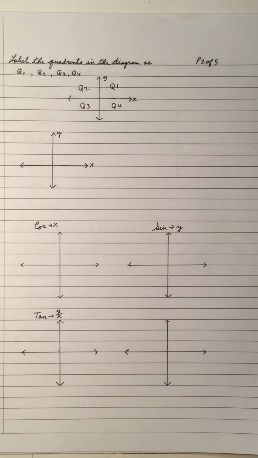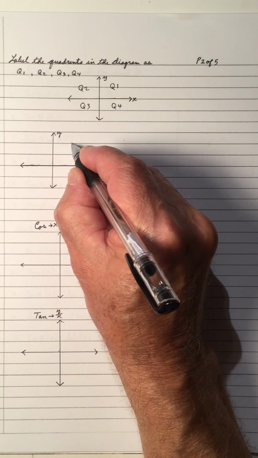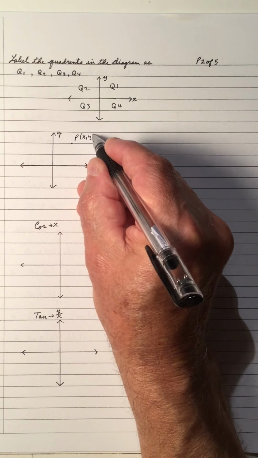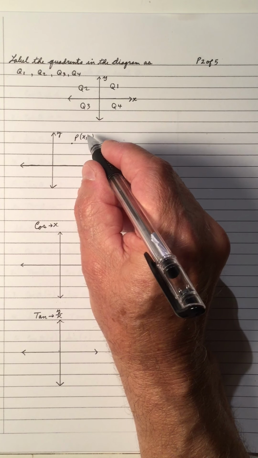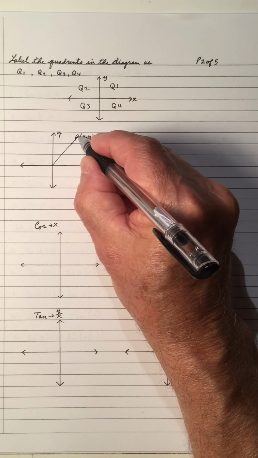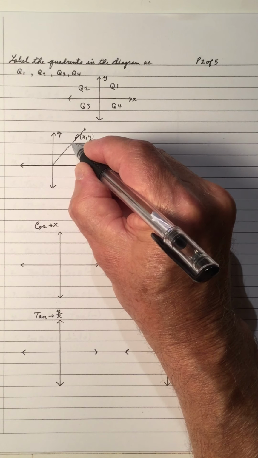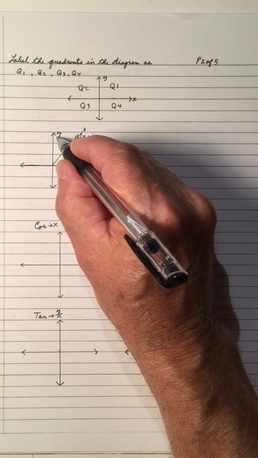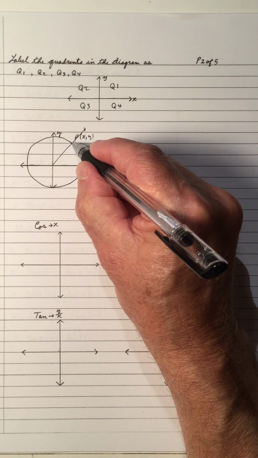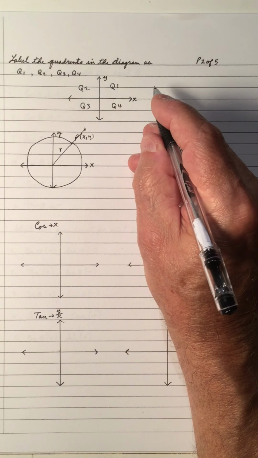So what we do, if we have a point P with the coordinates x, y that lies in any quadrant, then we have a terminal arm going out to that point, as we've seen in the previous videos. Then we have a circle that has this radius and goes around. So this is the radius of the circle.